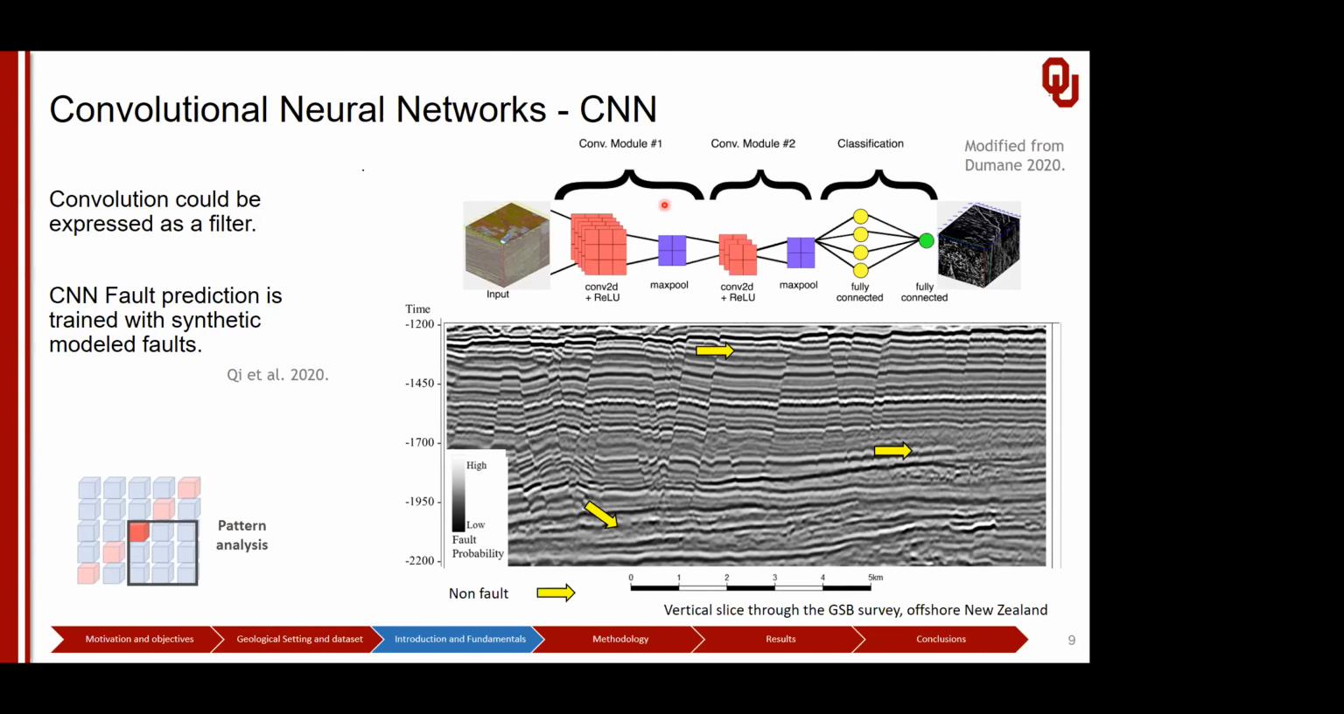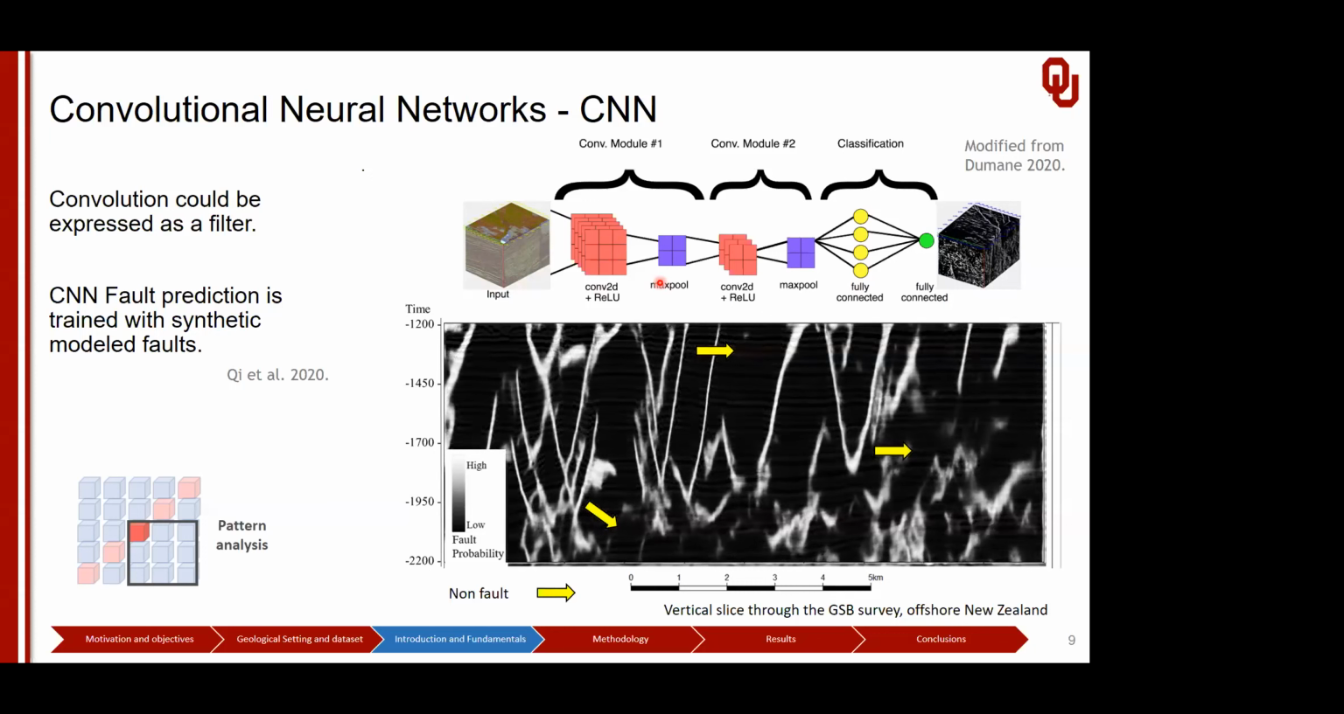But before predicting, the CNN needs training. So the training must be completed with several training datasets from the same object to identify critical patterns. In this case, the CNN fault prediction algorithm was trained with synthetic models. So that could be an important factor for the results that I am having. And here you can see the result of the CNN fault classification co-rendered with an amplitude section.